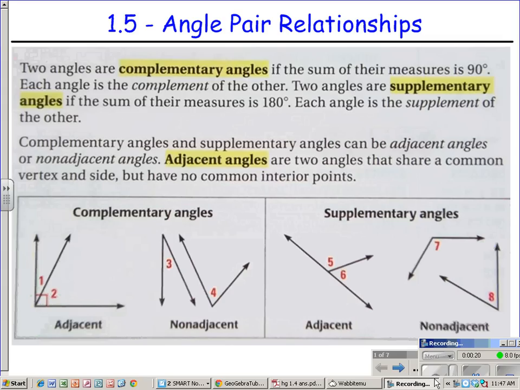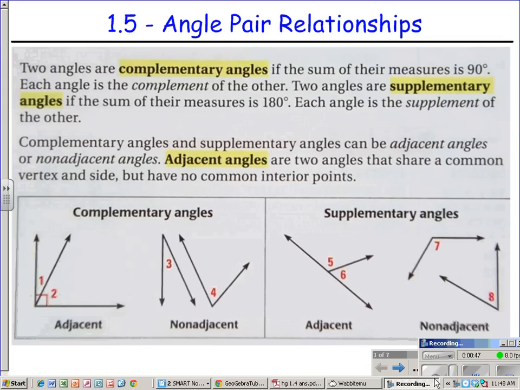Okay, so what we're talking about is, like it says, angle pair relationships. If you have a couple of angles, there's a very good chance that there's something about them that they have in common, or they may add up to be certain things. Complementary angles basically just means they add up to be 90 degrees. They don't have to be right next to each other. They can be adjacent or non-adjacent, as the picture says, but their measurements have to add to be 90.